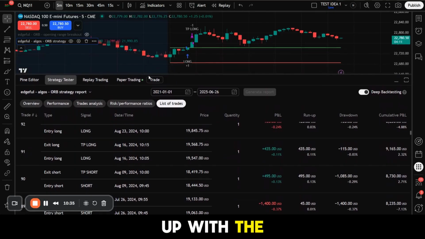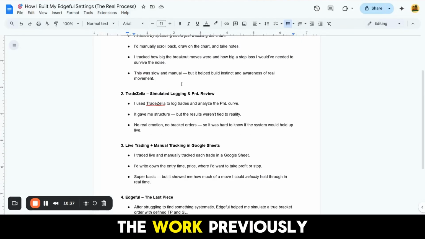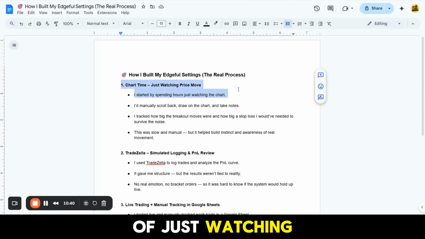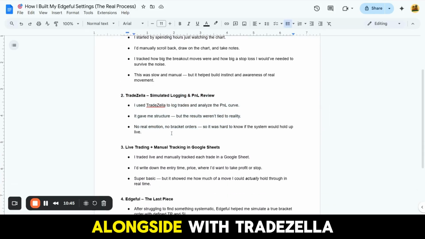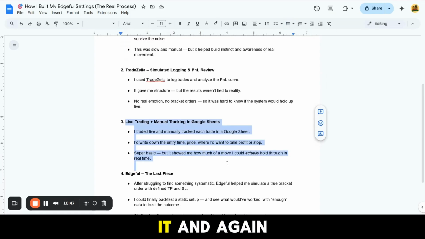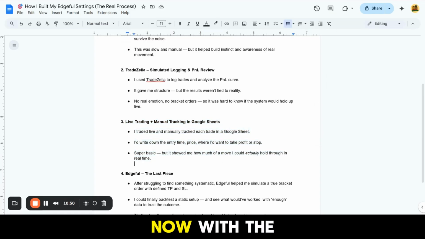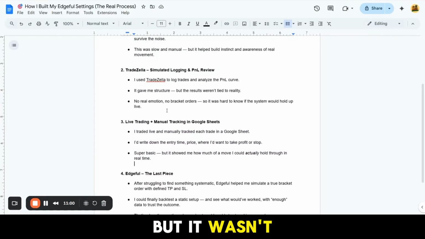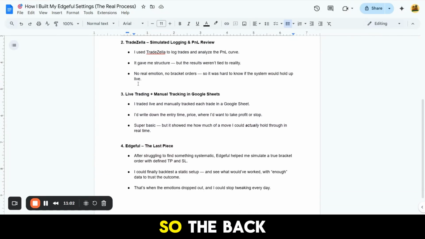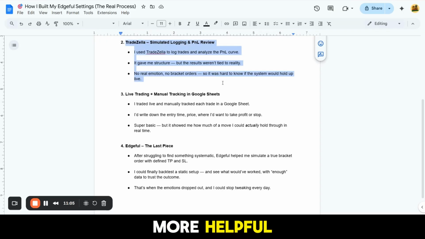But I was able to come up with the settings by doing all the work previously, about a year of just watching the chart, doing backtests manually, which is still helpful. You can do it alongside TradeZella, then live trading it. And again, I use that now with TradeZella, which is helpful from a P&L standpoint, but it wasn't when I was switching strategy so much. So the backtesting from TradeZella is actually more helpful when I was still figuring out my settings. Now that I have it set, it's much easier.